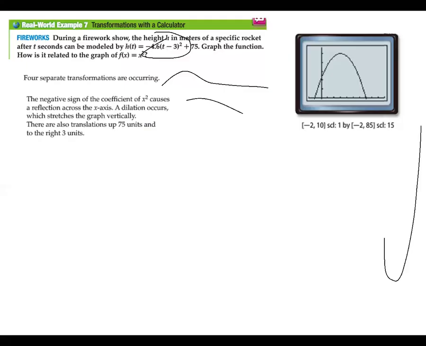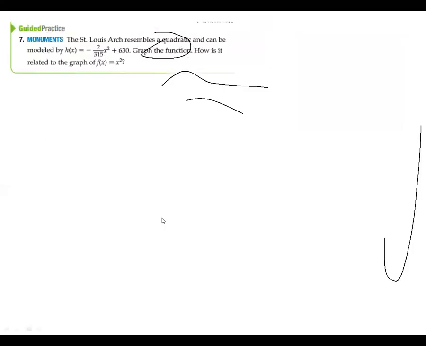Again, I know in the book they list them in this order, but I'm telling you that it's easiest to think of them in terms of order of operations if you plugged in a number for t. The first thing you would do is subtract 3, so I would move it to the right 3 units. Then you'd square it, which is just the squaring function that makes it a quadratic. Then you multiply by -4.6, which would stretch it vertically by a factor of 4.6 and flip it over the x-axis. Then shift everything up 75 units. Okay?